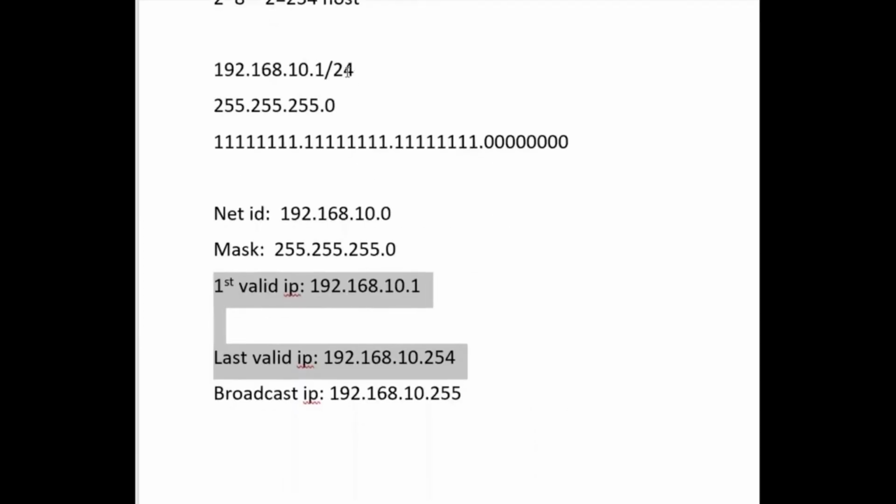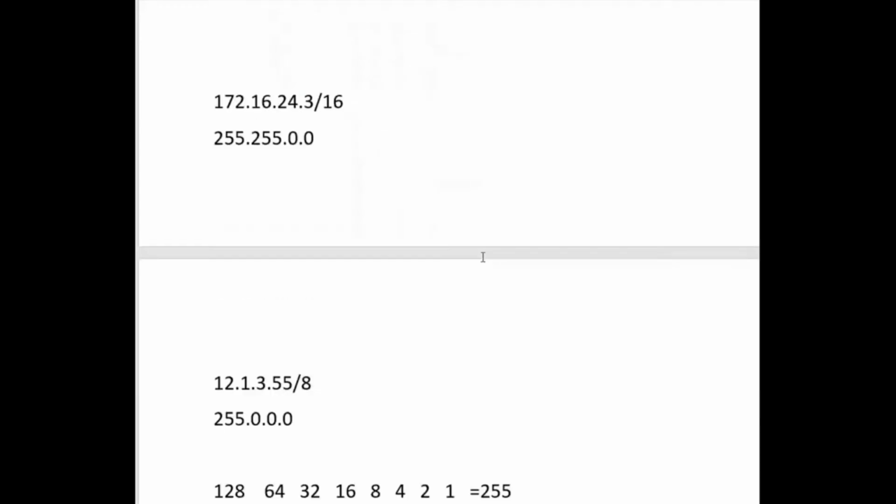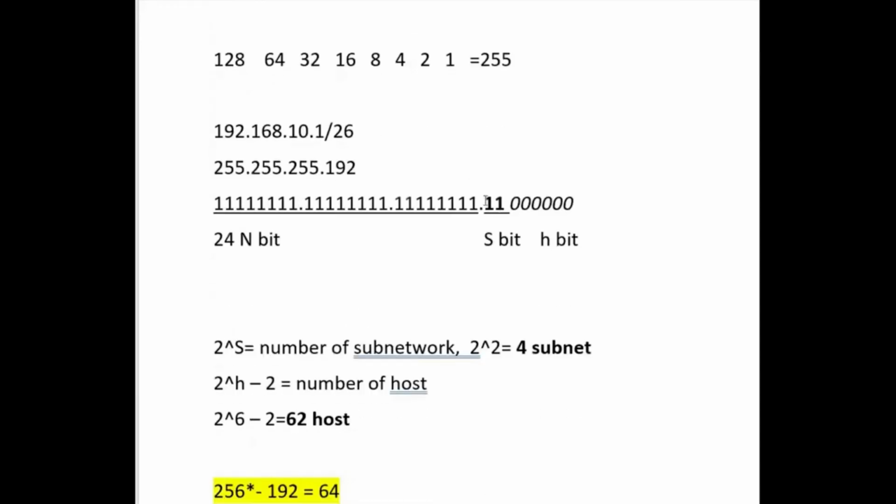We wanted 2 extra bits. That's why we made 2 extra bits, and now it is /26. And with those 2 extra bits, we can find out information such as 2 to the power s equals the number of subnetworks. So 2 to the power 2 bits equals 4 subnets.